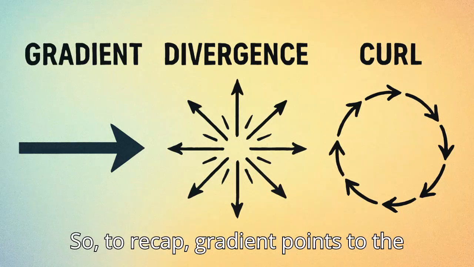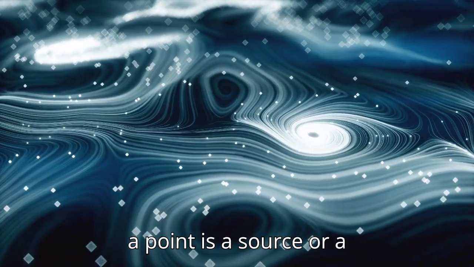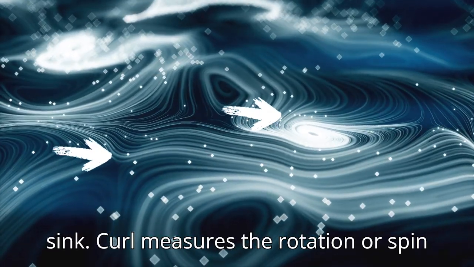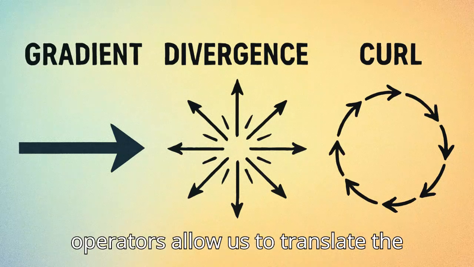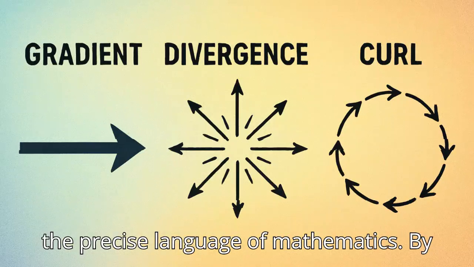So, to recap, gradient points to the steepest increase. Divergence measures if a point is a source or a sink. Curl measures the rotation or spin of the field. Together, these three operators allow us to translate the complex movements of the universe into the precise language of mathematics.